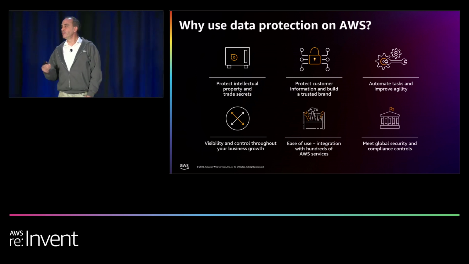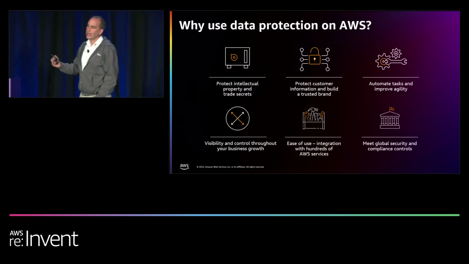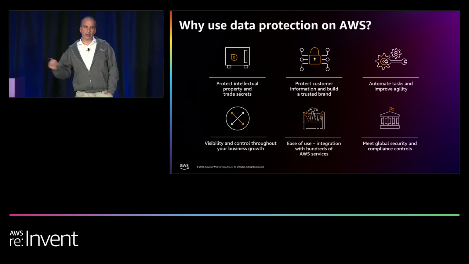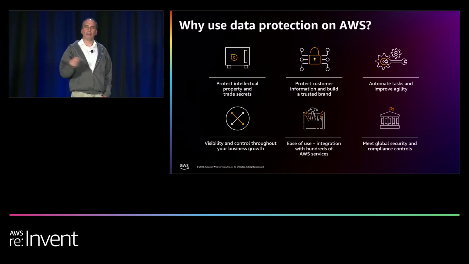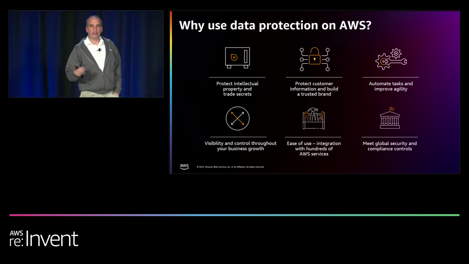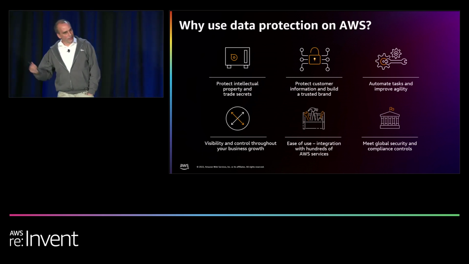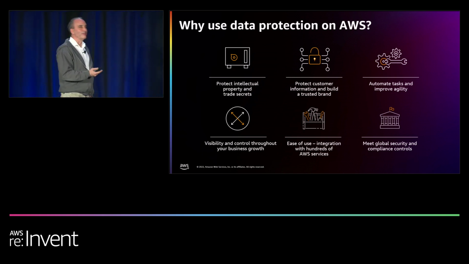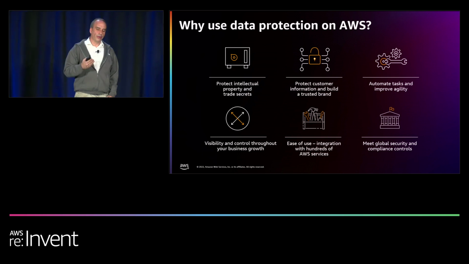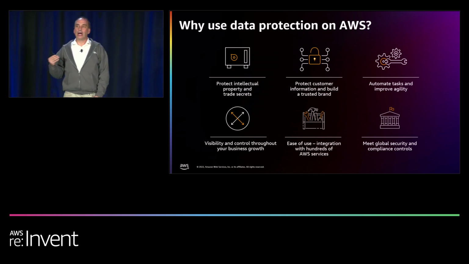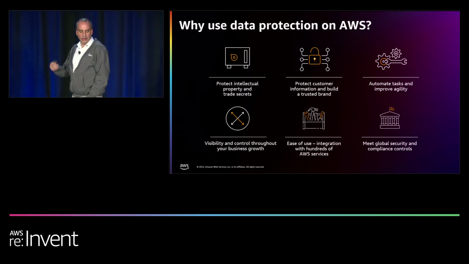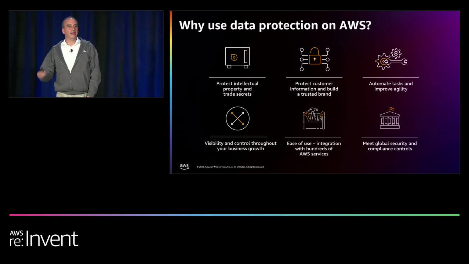Some of those are industry-specific. So if you're managing credit card data, for example, you have to think about the PCI scope. If you're managing healthcare data, you have to think about the scope of HIPAA. And if you're in Europe, you have to think about the scope of GDPR. And if you're in Singapore, you have to think about MAS, and so forth. So you have mandates and requirements to meet across security compliance controls that data protection can be a tool to help deliver.